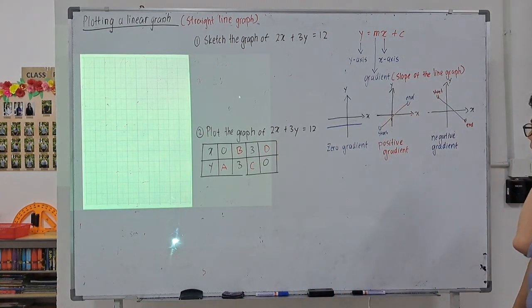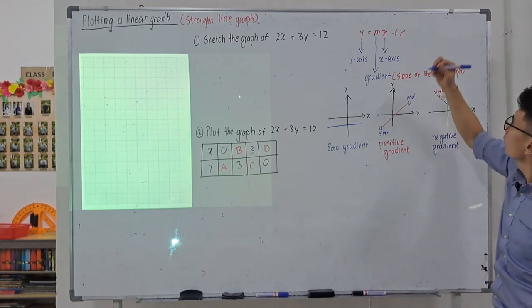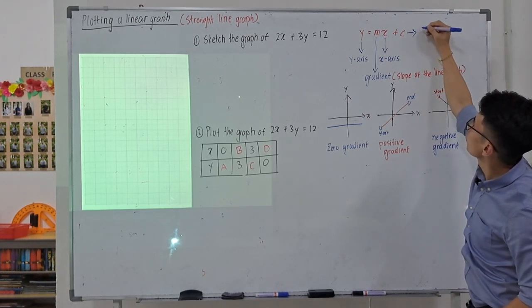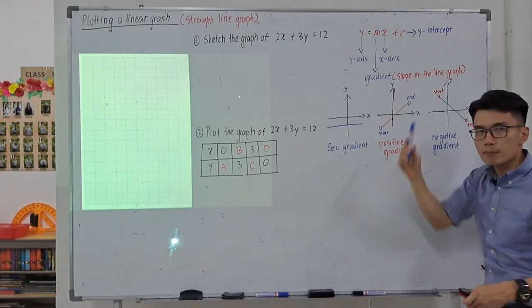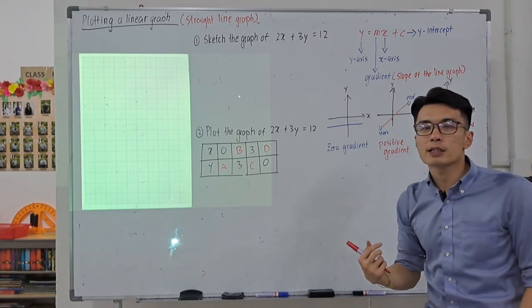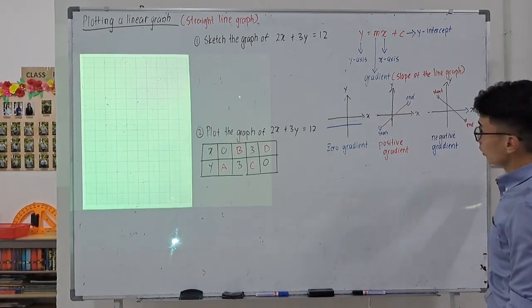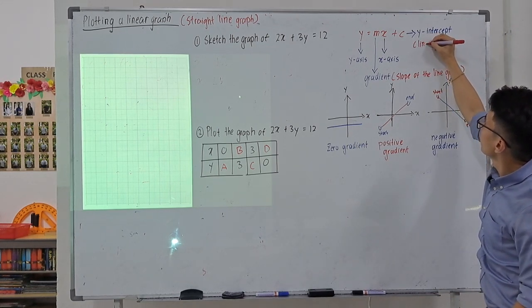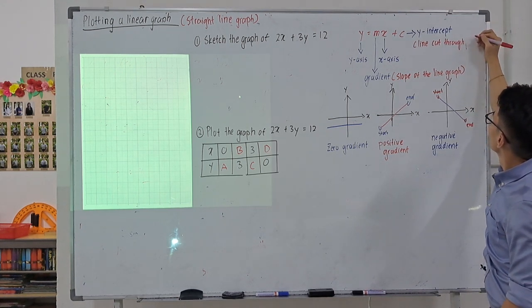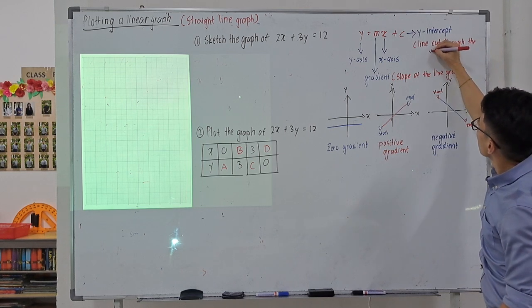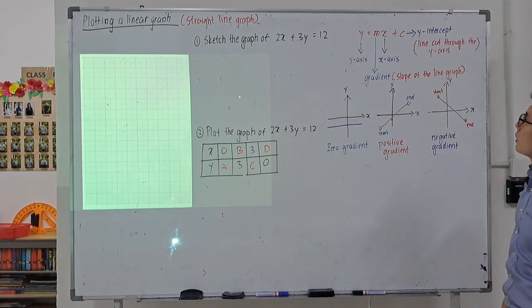Okay. Now the next one is the letter C over here. The letter C over here is going to be very important. This letter C tells you the y-intercept. Now, what does the y-intercept mean? Basically, to put it in a simple way, it means where the line cuts through the y-axis, all right? It's where the line cuts through the y-axis. Okay, so that is what is meant by y-intercept.